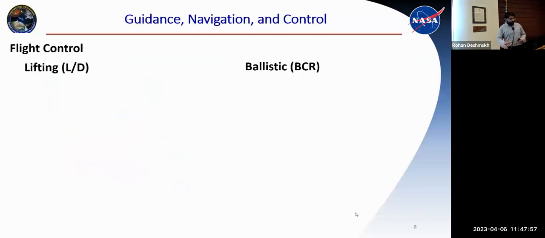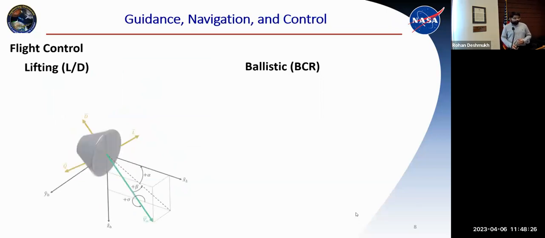So I want to transition a little bit and give you a high-level summary of Aerocapture from a flight mechanics perspective. First, we'll talk about the potential flight control options for Aerocapture. These can be either lifting or ballistic flight control methods. The way we can model the amount of control they have is either by how much lift to drag they can produce, L over D, or by the ballistic coefficient ratio, or how much the ballistic coefficient can change. So let's first start with the lifting vehicle.